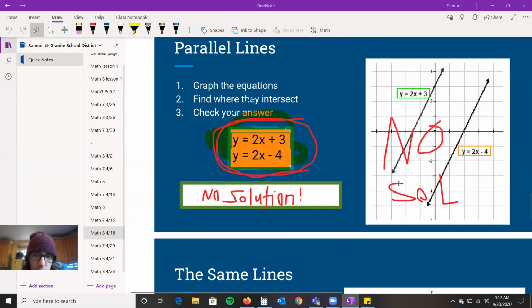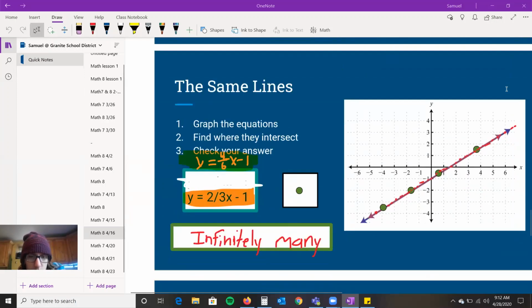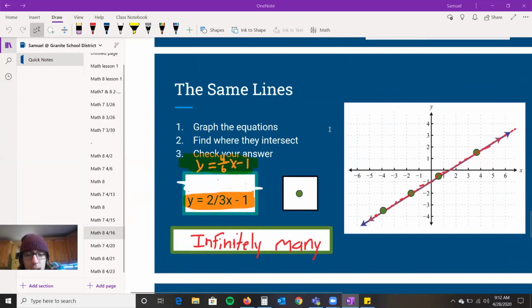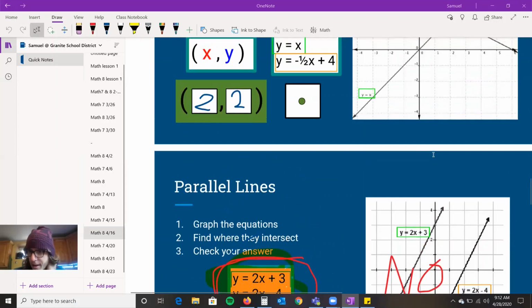We said also that if they don't intersect, then there's no solution. And if they're the same line, like these two equations that look different but are the same equation, one line right on top of the other, then it is infinitely many solutions, because we're basically asking where do they intersect.